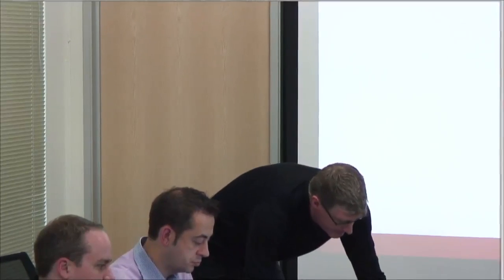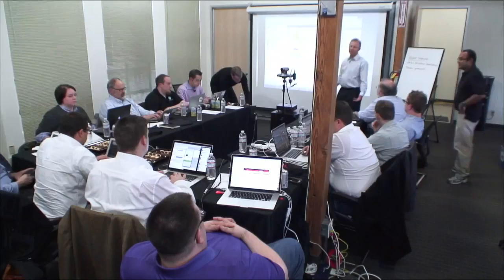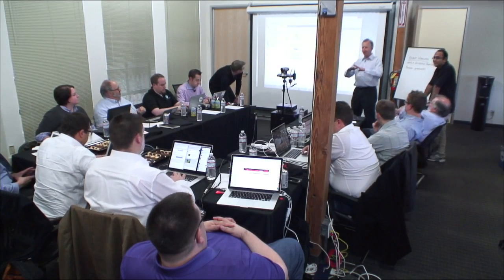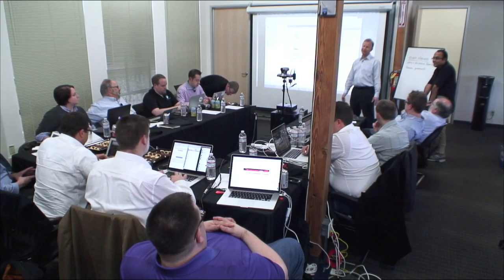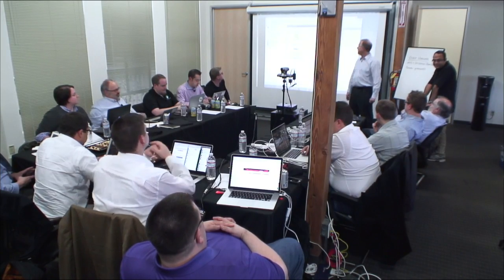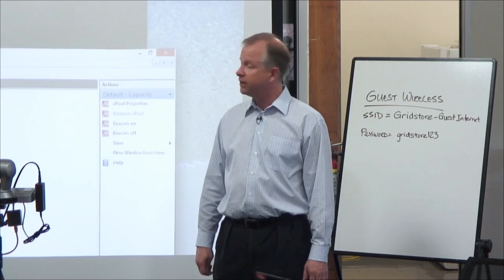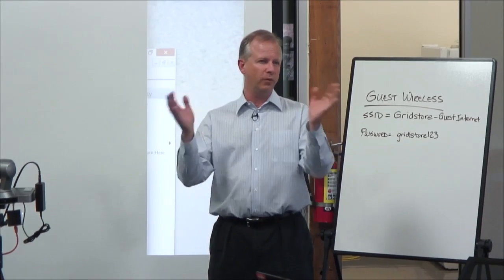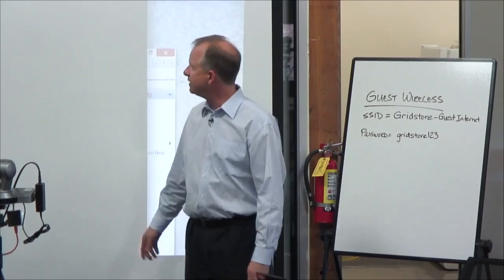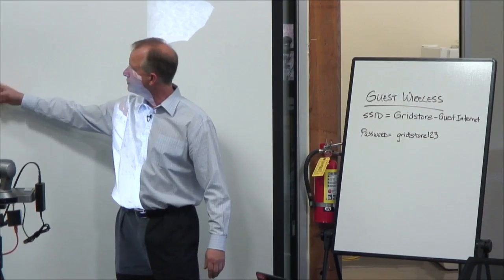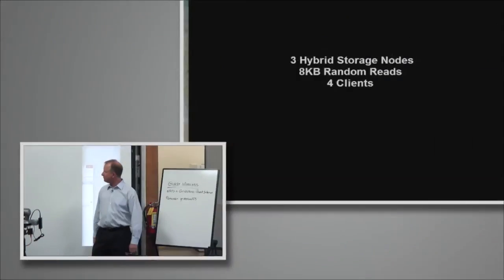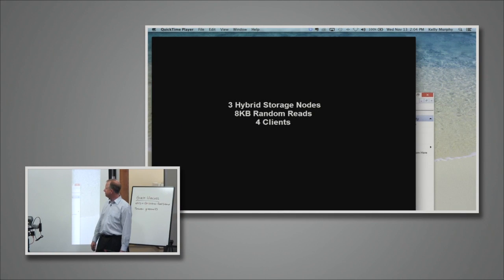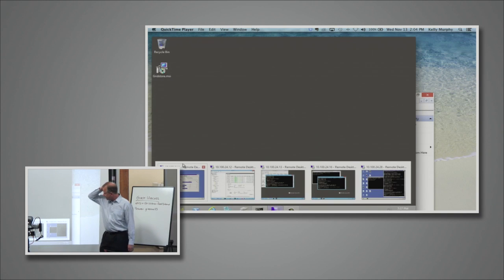All right. So we use Iometer. For this, we're talking about primary storage under Hyper-V. What you're going to be looking at is 8K reads and writes. Well, we do have real-world workloads, but for the sake of this demo, I took 3 of the hybrid storage nodes and said, let me look at my 8 kilobyte random reads, and I hit it with 4 clients. Let's just start it and get that thing cranked up.